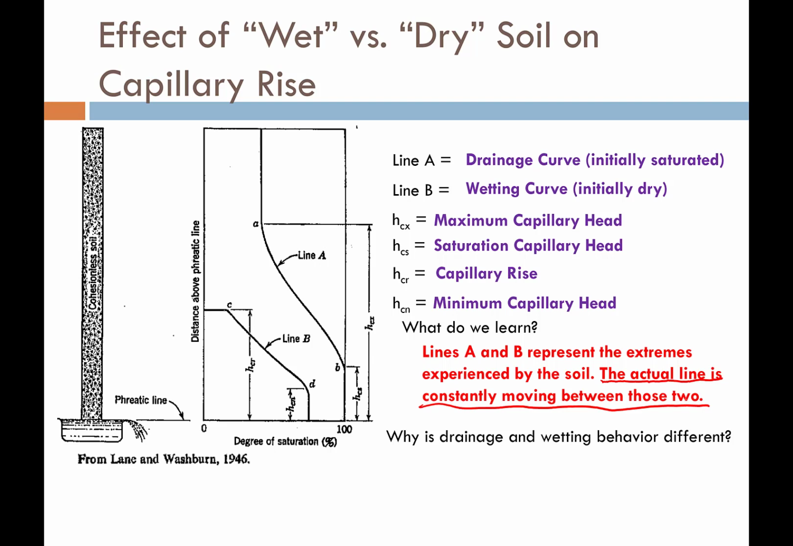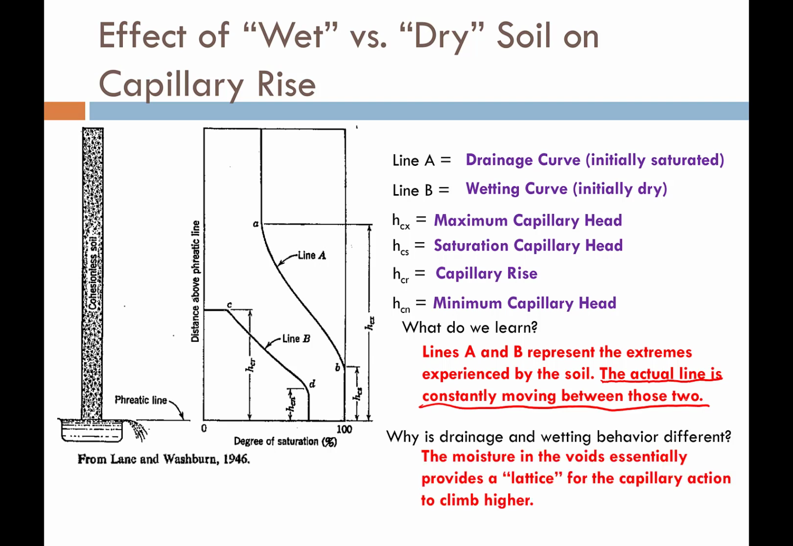Why is the drainage and the wetting behavior different between these two curves? Well, in the case of the saturated soil, the moisture in the voids provides a lattice for the capillary action to climb higher. The fluid rising from the water has an easier time climbing with the water than it does just climbing on the soil particles themselves. And so it will produce that zone of capillary rise to a higher extent than it does in the fully dry soil.